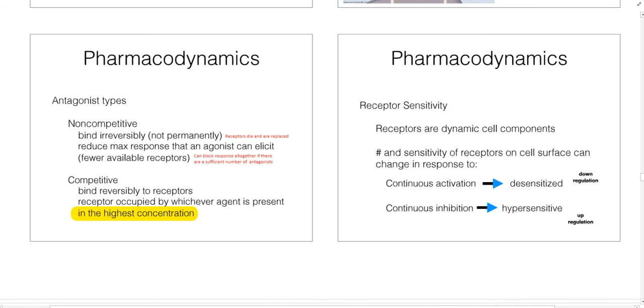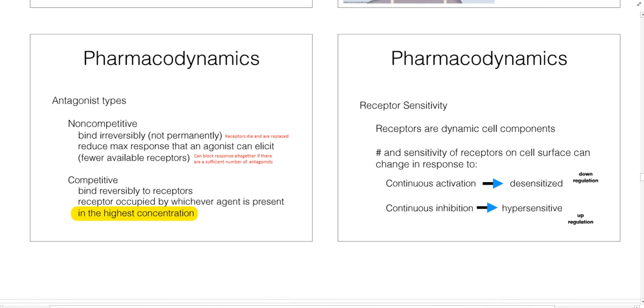And when we have antagonists, we can classify them either as being non-competitive or competitive. So non-competitive is going to be where they are able to bind irreversibly to that target receptor. But irreversible does not mean permanent, because as with everything else in our body, those receptors are going to eventually die off, some much sooner than others, and that's going to leave us with a new receptor that is able to function. So it's a temporary solution.